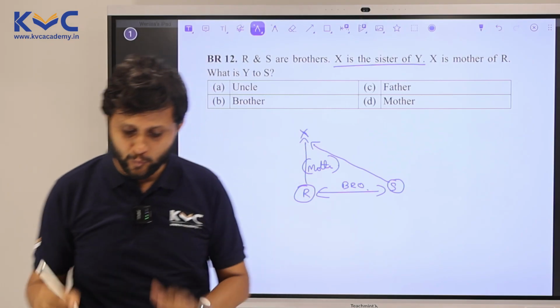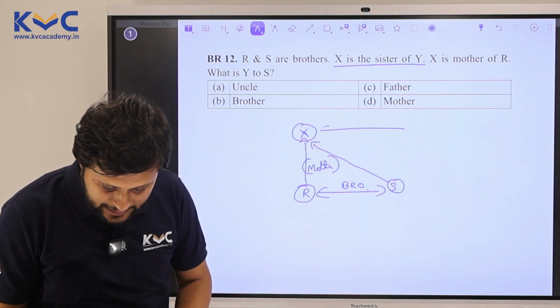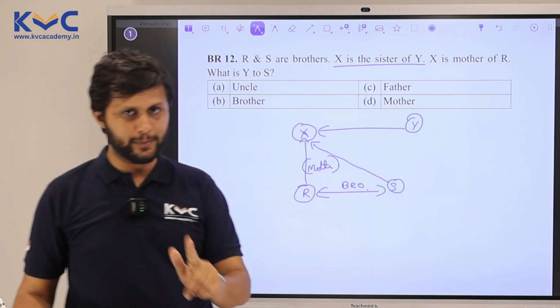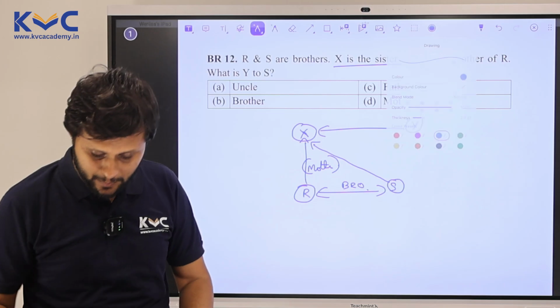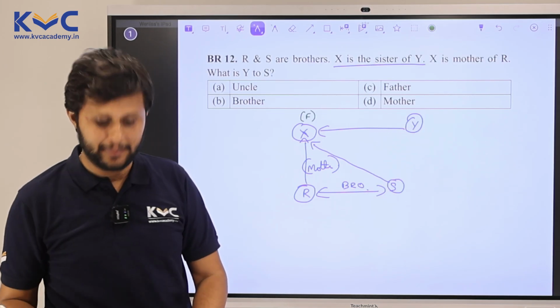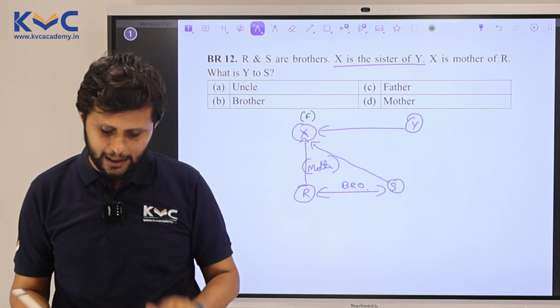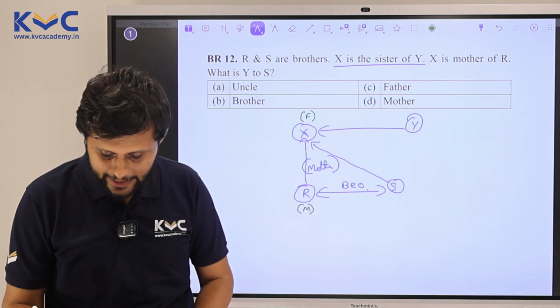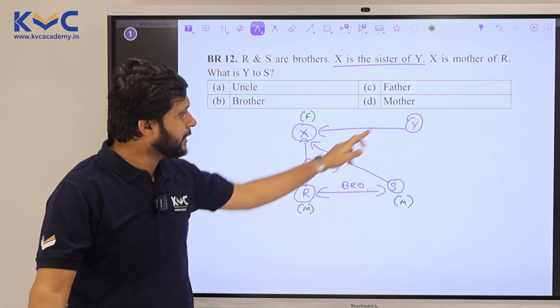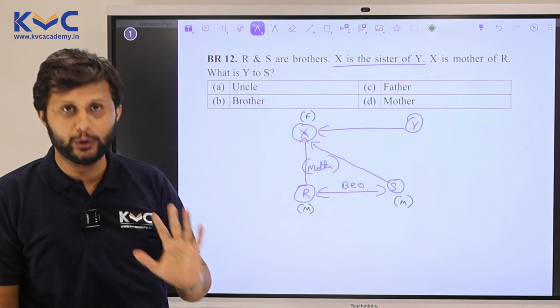X is sister of Y. Y's gender is not mentioned. X, now if I have to mark their genders, I'll use green now. This is definitely female. Mother is there. R, this is male. S, this is male. Correct? Male, male. We have female. Y, Y we do not know.